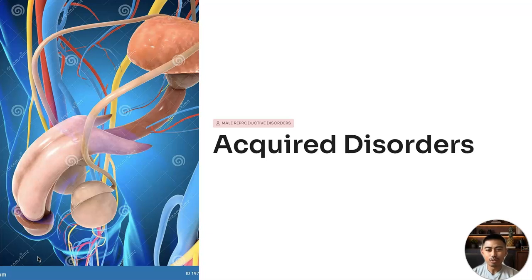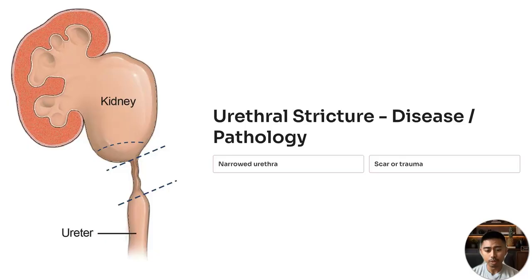Hey everyone, so I wanted to finish off Unit 8, which is our Male Reproductive Disorders. We last left off at acquired disorders, and one of our acquired disorders is going to be urethral strictures. This is essentially a narrowing in the urethra, and this can be caused by scarring or trauma.